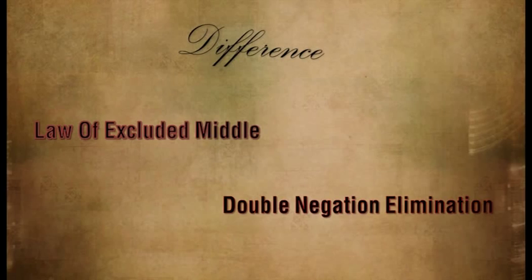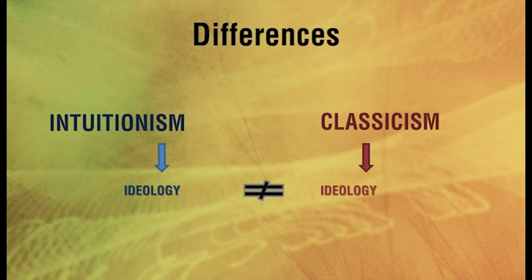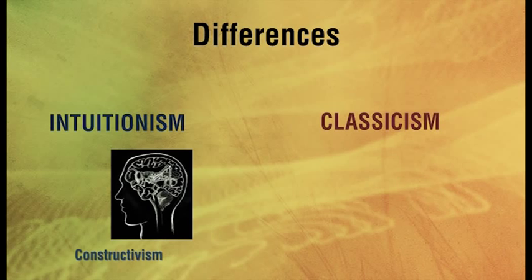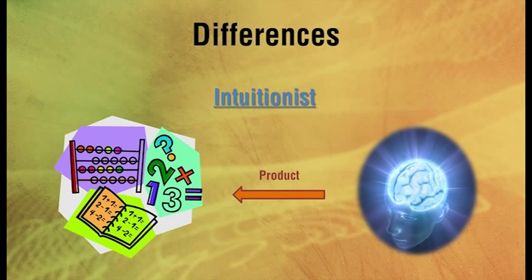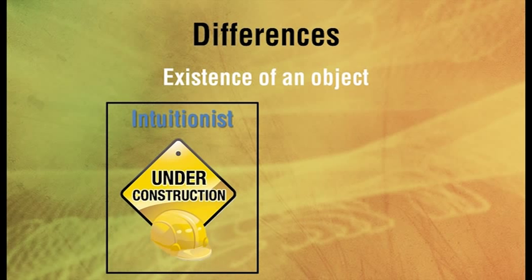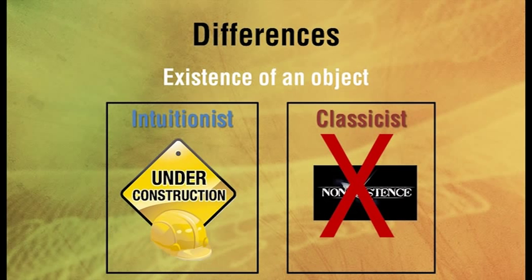Looking at how we defined classicism and intuitionism earlier on, we can conclude that these two ideologies are different from each other. In essence, intuitionists believe in human thought construction, while classicists believe in the theory of formal structures. To an intuitionist, any mathematical object is considered to be a product of a construction of a mind, and therefore, the existence of an object is equivalent to the possibility of its construction. This is in contrast with the classical approach, which states that the existence of an entity can be proved by refuting its non-existence. For the intuitionist, this is invalid.